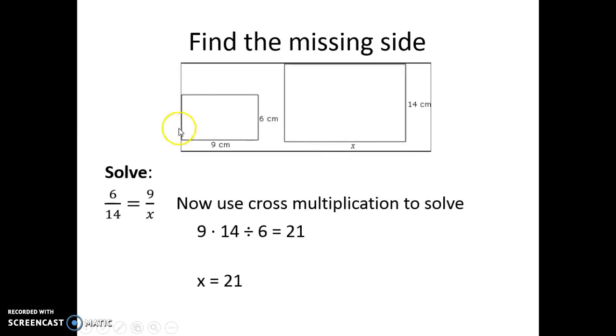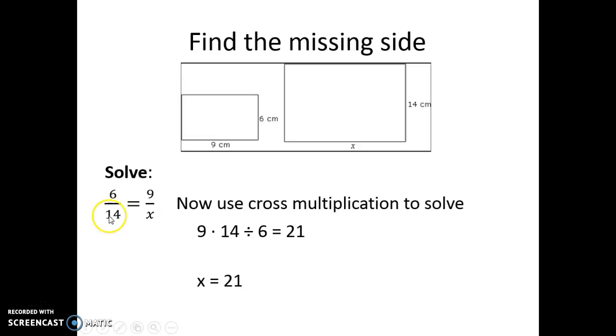So I did the length of 6 over the length of 14 in one fraction, and then the width of 9 over the width of x for the other. So in this example, I have the small rectangle dimensions on the top and the big rectangle dimensions on the bottom, but I also have the lengths in the first fraction and the widths in the second one. So that's just one way to set it up. There's a couple other ways you can also set it up, but make sure your corresponding parts match.